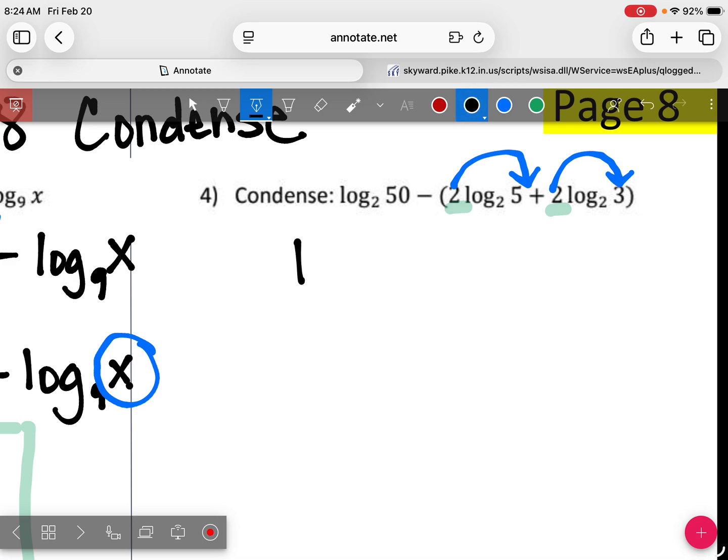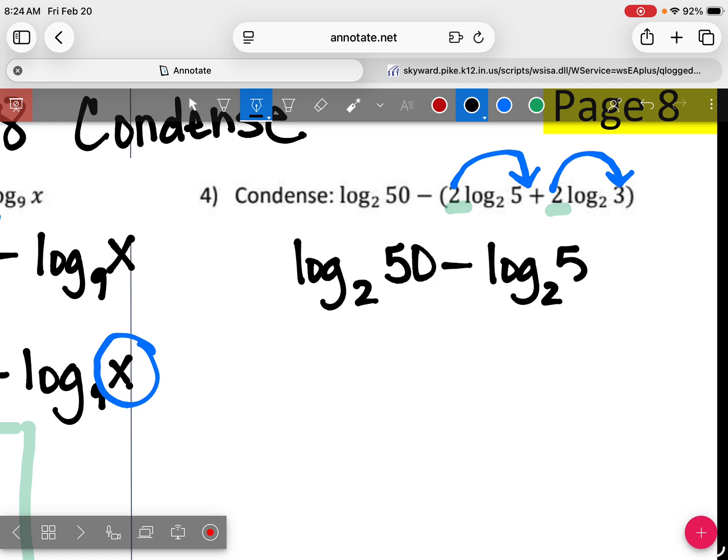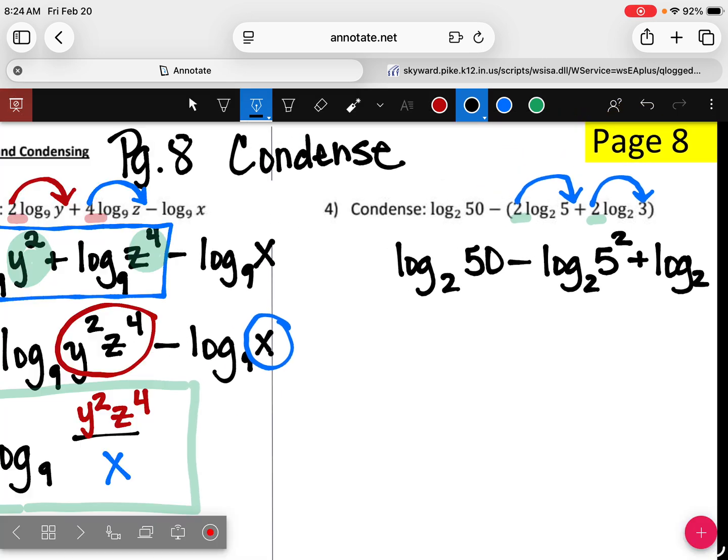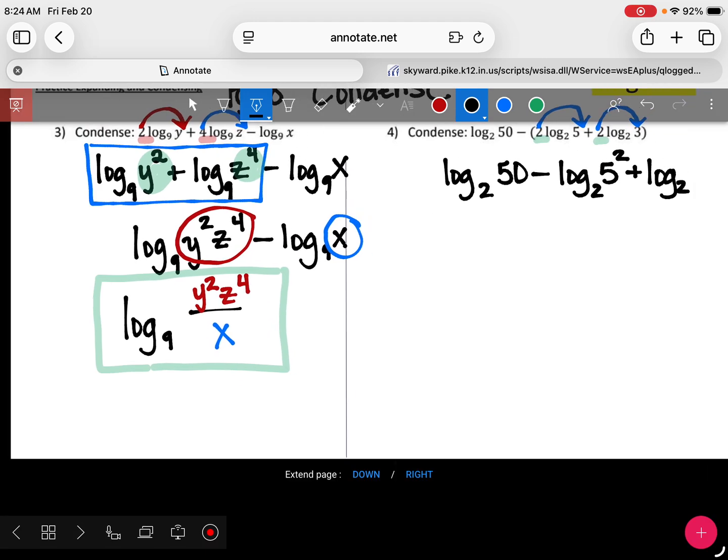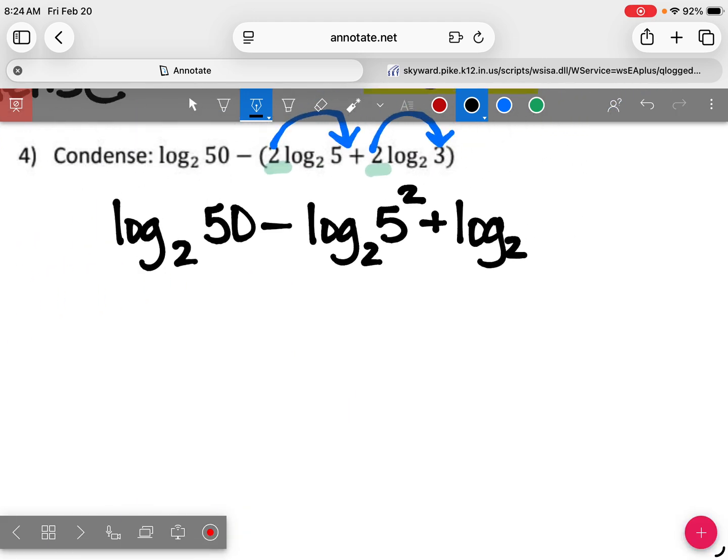So I have log base 2 of 50 minus log base 2 of 5 squared plus log base 2 of 3. I always run out of space. Okay, that's my first step. Notice that we have parentheses, so I am going to put that back and let me put these parentheses back. The next step is look for addition. Do we have anything being added? Yep, inside of the parentheses.